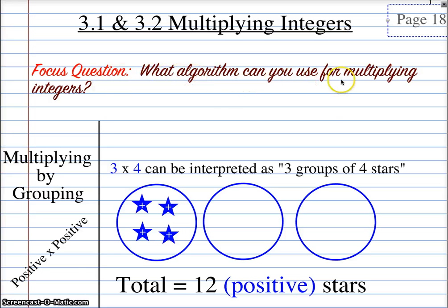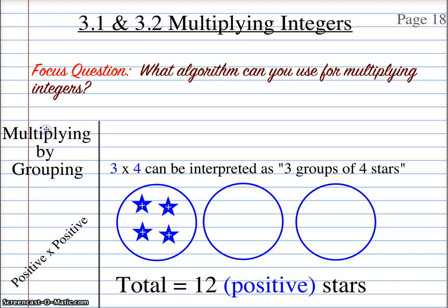What algorithm can you use for multiplying integers? So what I did was I put some notes together for you guys, and I tried to keep it as simple as possible. We're going to do multiplying in terms of grouping. So just plain multiplication. We'll go into other methods of multiplying integers in other ways of seeing things. But for now, we're just going to deal with grouping.